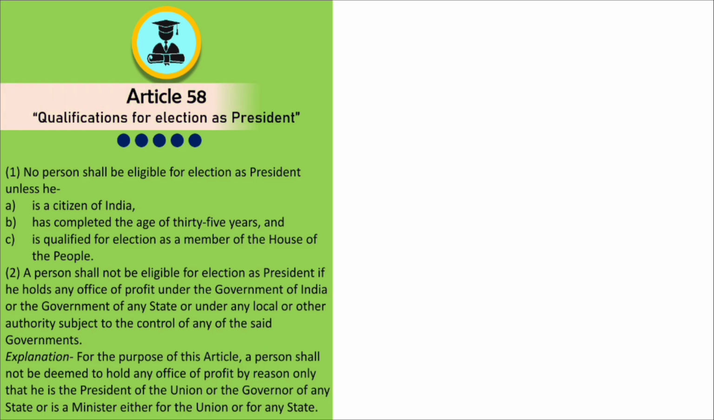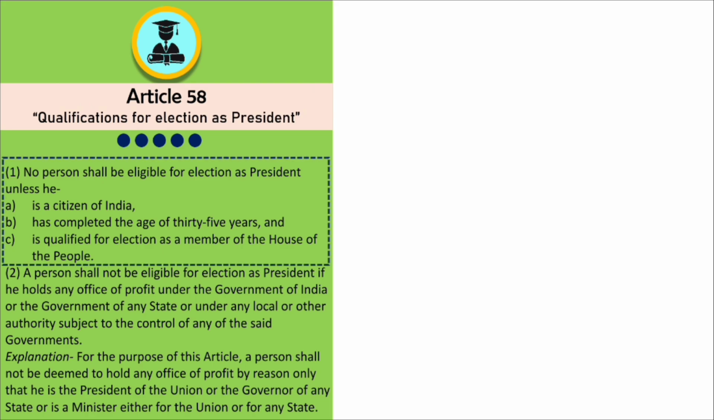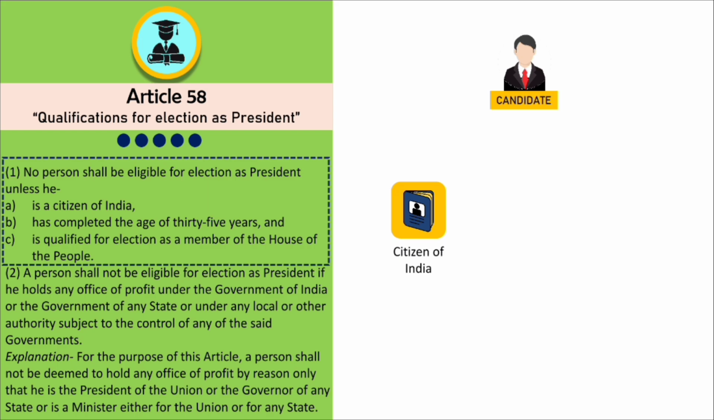Now, Article 58 talks about qualifications for election as president. This article contains two clauses. According to the first clause, to become the President of India, the person has to follow three rules. Firstly, the person has to be a citizen of India.